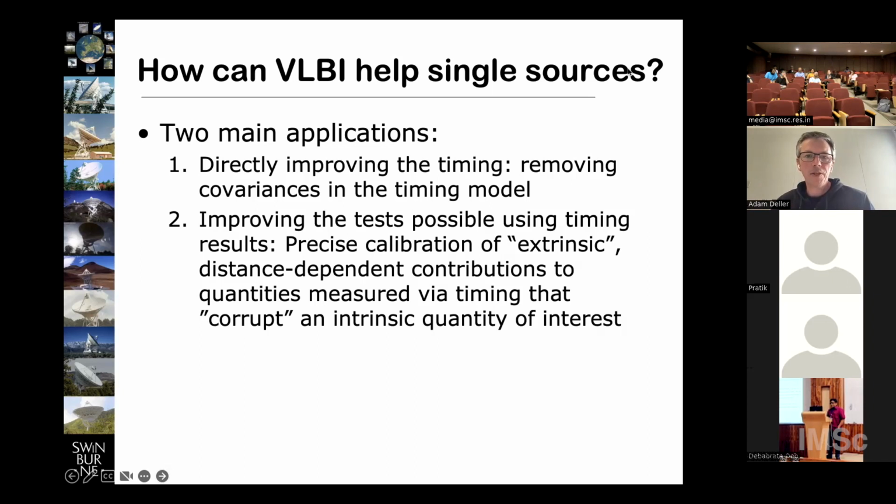Okay, so context shifting back to here. So now back to the application side, having talked about all of the problems and challenges. Once you overcome them, what can you do? So there's two main things I think you can do with single sources that are being timed and use VLBI to help them. The first one is directly improving the timing model, so basically removing covariances in the timing model. And the second one is making use of information from VLBI when you're fitting other things with the output of the timing model. And so I'll go through these two in turn.